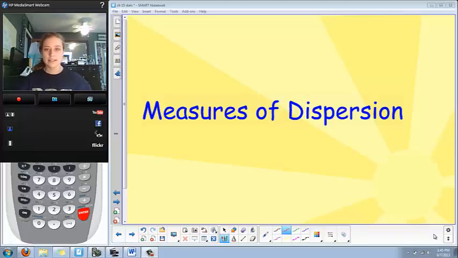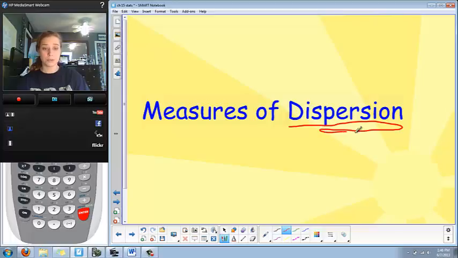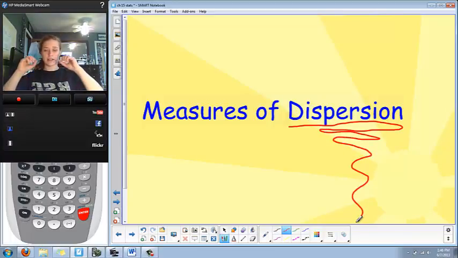All right, John. So the last thing that we're going to talk about today is measures of dispersion. And that kind of sounds like, all right, I have no idea what that means, but it's actually not that bad. Measures of dispersion. Dispersion is just another word for disperse. And what does disperse mean? Disperse means if something disperses, it means that it spreads out everywhere, right?